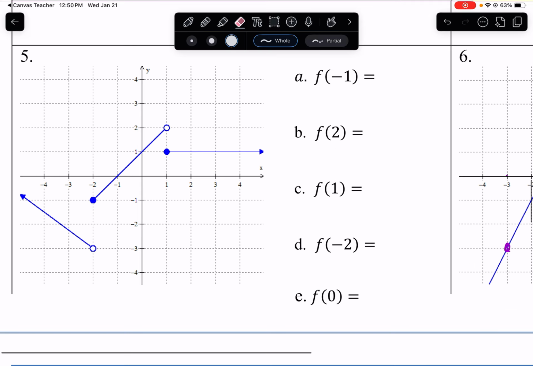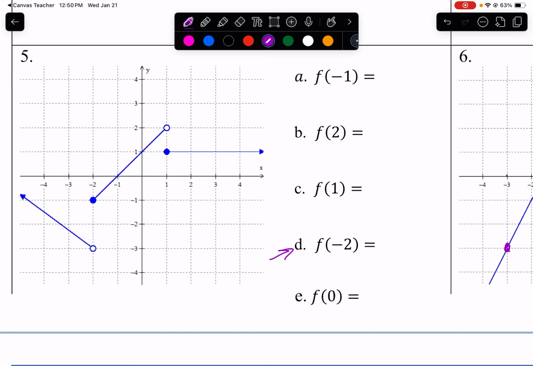Now, real quick, let's take a look at 5. Let's say they wanted us to find, let's do D real quick. Let's say they said f of -2, so that's an x value here. Well, we have this closed circle and this open circle. When you have a closed and an open, you're going to go with the closed, okay? Your output is always whatever the closed circle is, so in this case, it should be a -1.